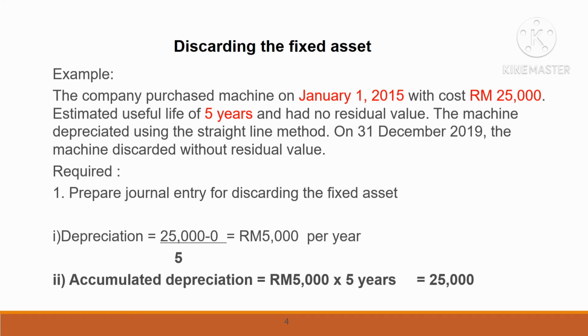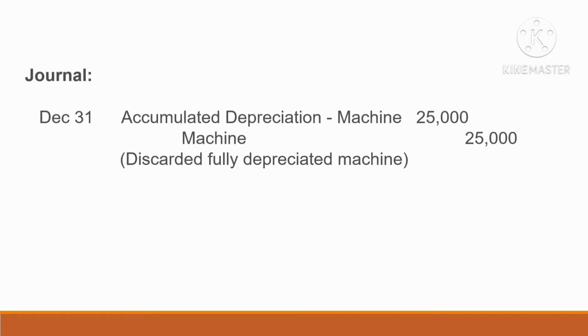Now we have to prepare the journal entry. So debit accumulated depreciation 25,000 and credit machine 25,000. So what do we have to record? We have to record the discarded fully depreciated machine.